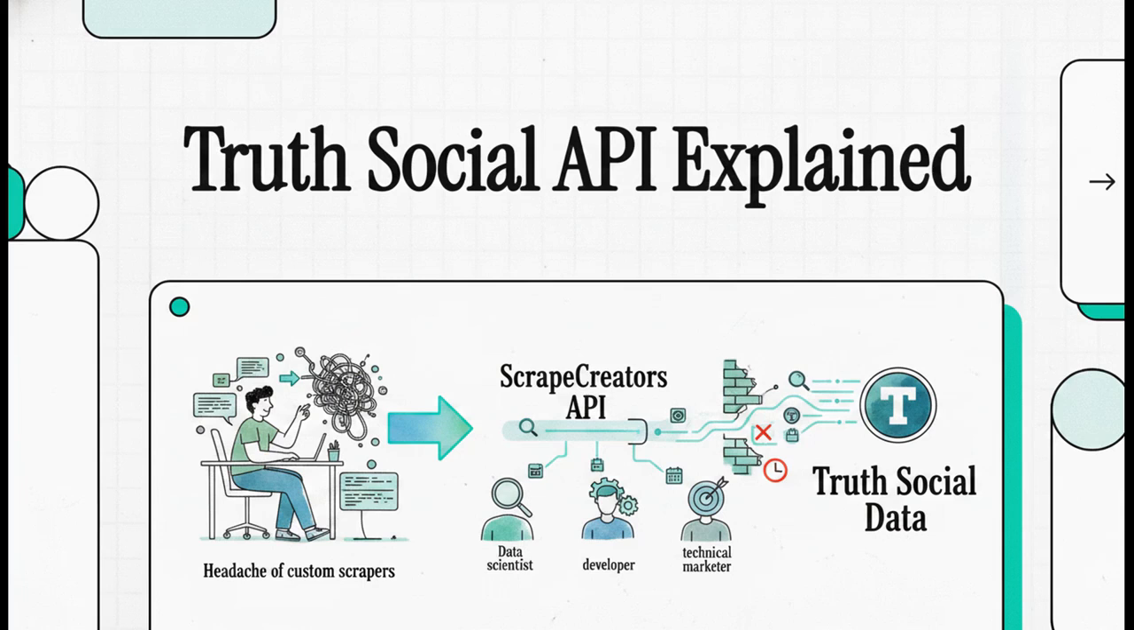Welcome to this explainer. Today, we are diving into a major bottleneck for developers, data scientists, and technical marketers: extracting clean, reliable social media data. You know the drill, right? Platforms constantly swap out their HTML, they throttle your rate limits, they basically throw up giant walls. Well, today we're focusing on one specific, highly requested platform: Truth Social. We're going to see how the ScrapeCreators API offers this awesome, unified, drop-in solution to build exactly what you need without getting bogged down in endless infrastructure maintenance.